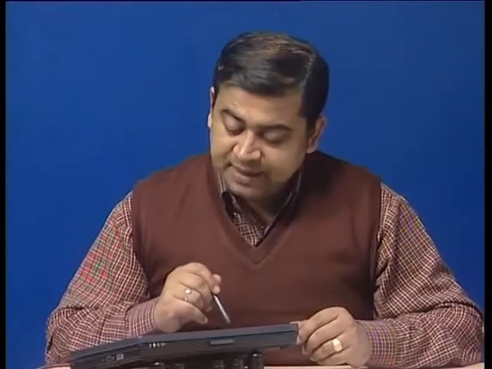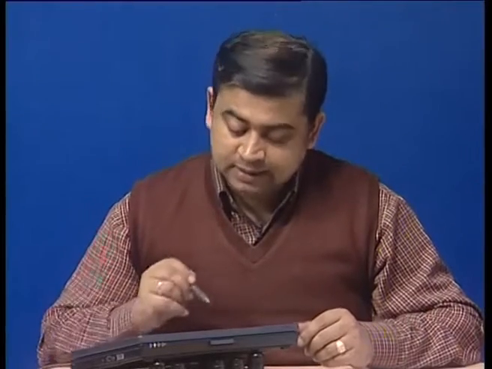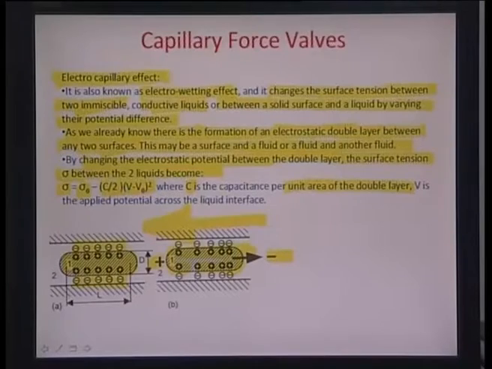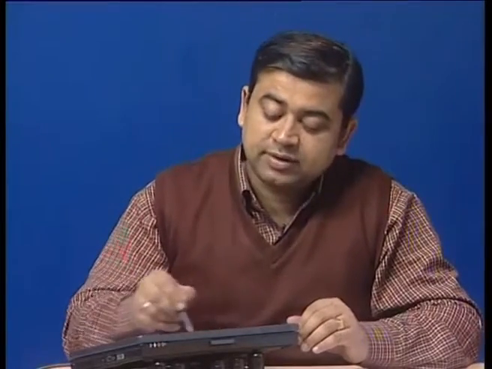C of course is the capacitance per unit area of the double layer, and V is the applied potential across the liquid interface. As a result, a movement due to this effect is possible, and suppose this is going to block a capillary, you just need to apply a field in the direction of the capillary so that the bubble goes and blocks the capillary opening. If you reverse the field, the bubble comes out and lets the flow go out. So this is essentially how capillary force valves would work.